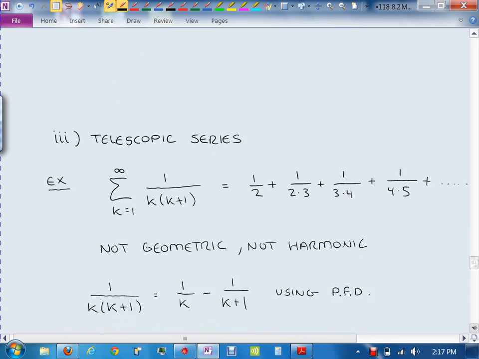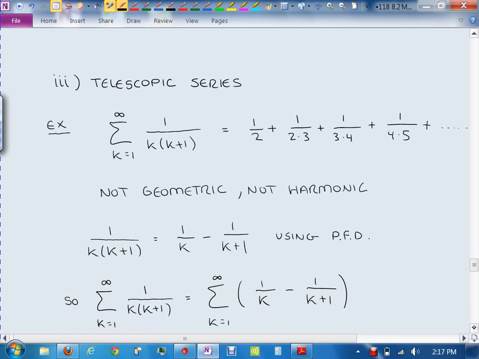Okay, let's look at this one. Telescopic. Now, for a telescopic series, it's hard to give you a formula. We just have to get into a problem and you'll see how it works. So the first one, don't write this down, just follow me, and then we're going to do one by hand. So here's the series: the sum from k equals 1 to infinity of 1 over k times k plus 1.